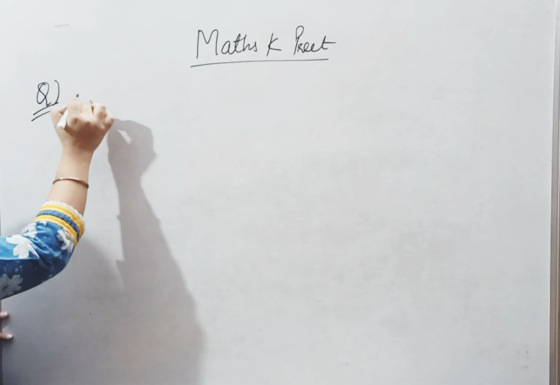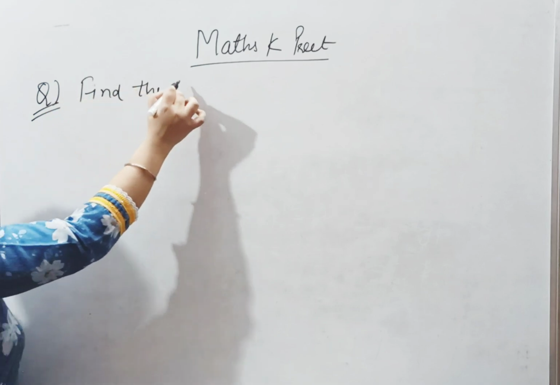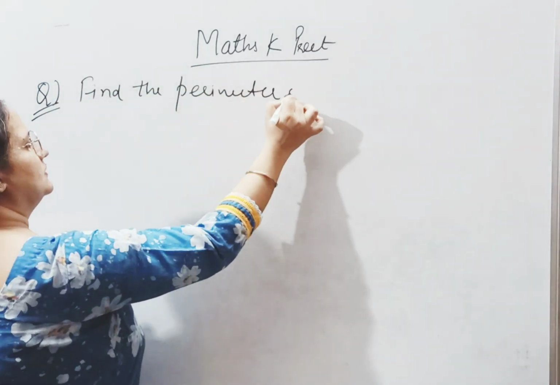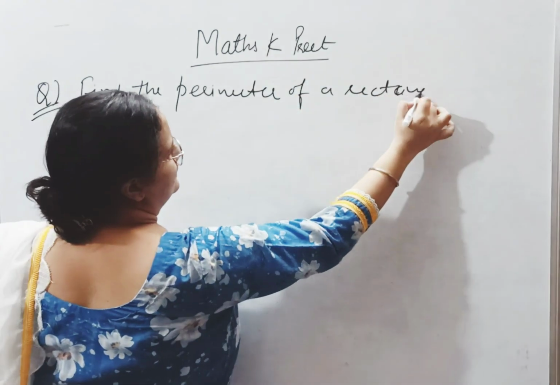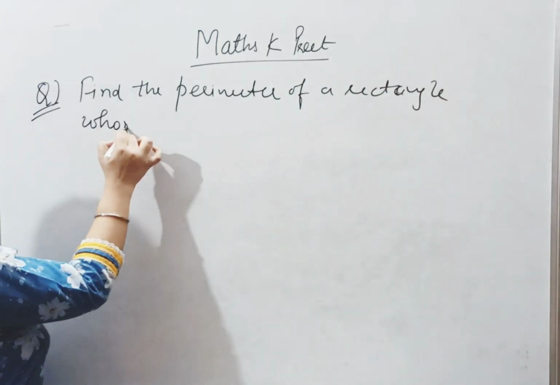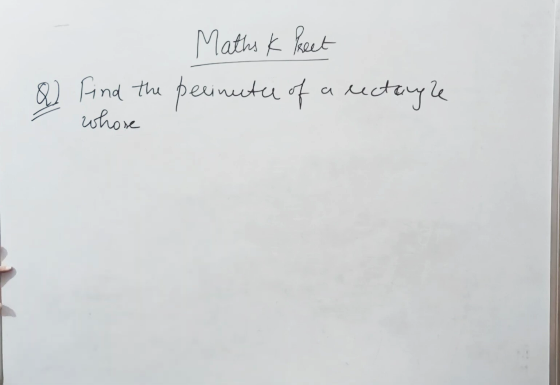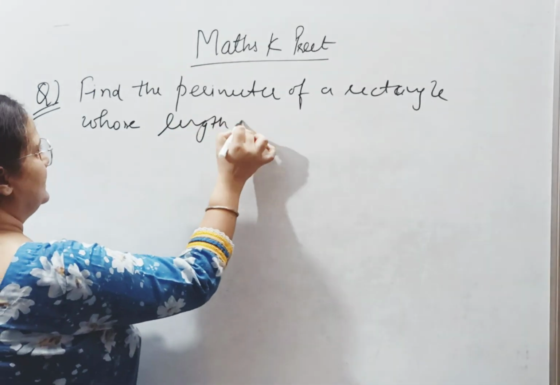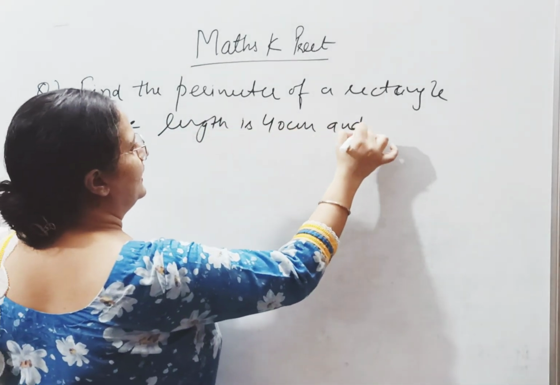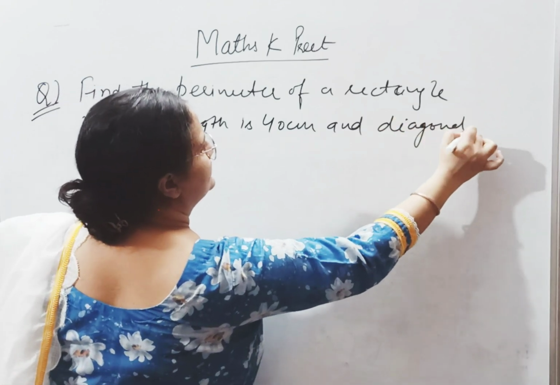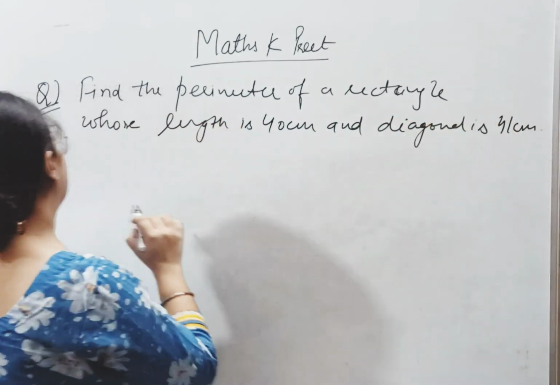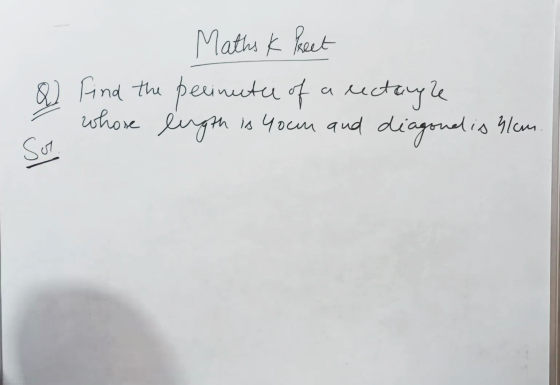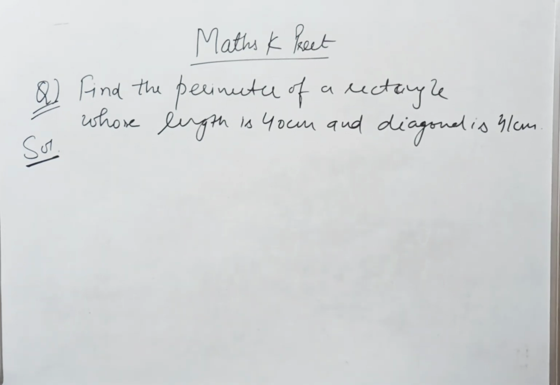Question is, find the perimeter of a rectangle whose length is 40 centimeter and diagonal is 41 centimeter. So from the question, we have to just find the perimeter of a rectangle. We have no word related to the right angle triangle here.